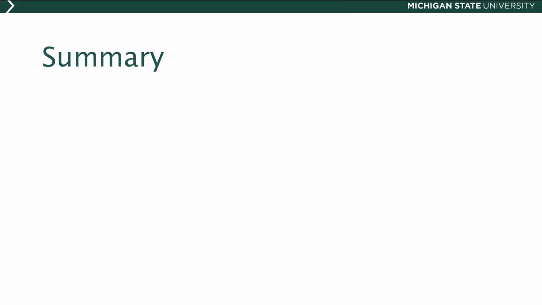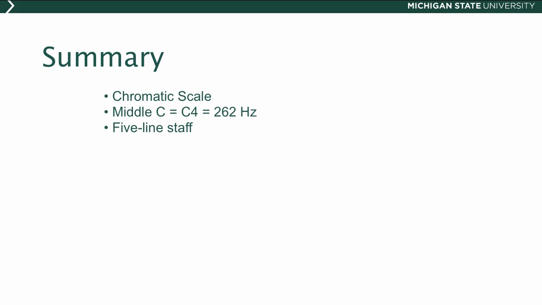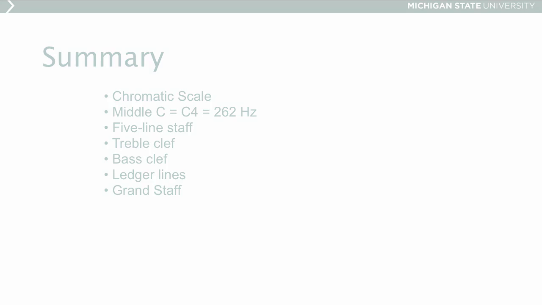That's enough for now. In this lecture, you learned about the chromatic scale, where middle C is on the piano, and where it and other notes fall on the 5-line staff, using a treble clef, a bass clef, ledger lines, and the grand staff. In future lectures, we'll dig into the details of rhythmic notation so that we can actually write a tune on a staff.